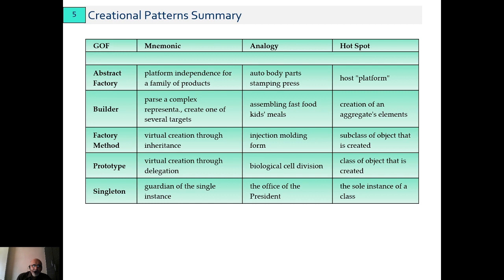What is the hotspot? Abstract factory, host platforms. Builder, they create aggregate elements. Factory method, subclass of the object that is created. Prototype, class of object that is being created, that is a clone. And singleton, that is the sole instance of a class. You can see the mnemonic also for better understanding.